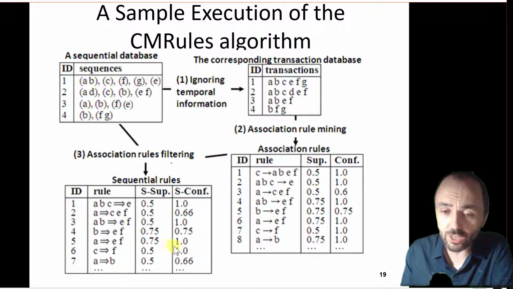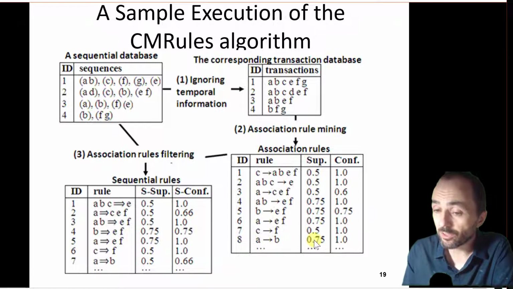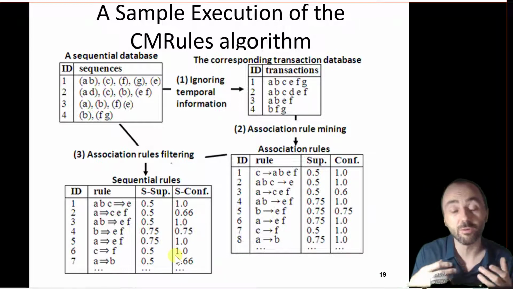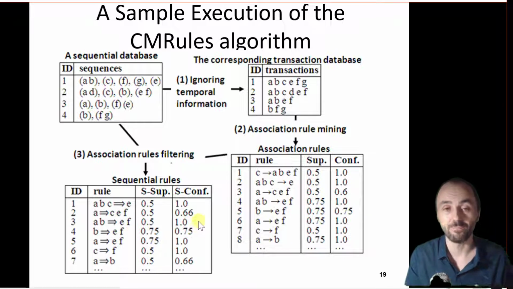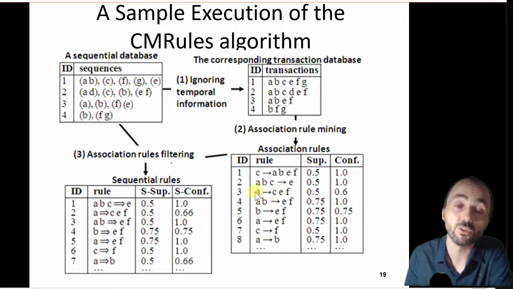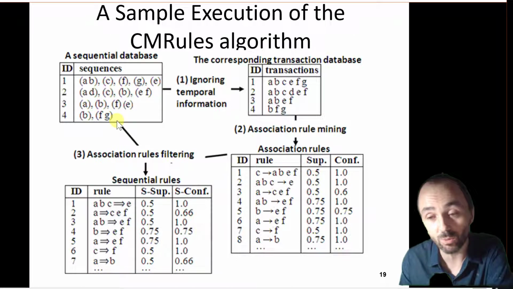So what you can observe is that if you take a rule like AB, the association rule, the support and confidence will always be greater or equal to the support and confidence of the sequential rules. This is a property that I have explained before. I will not do the proof, okay? So that algorithm is very, very simple, actually, because we use the existing association rule mining algorithm.